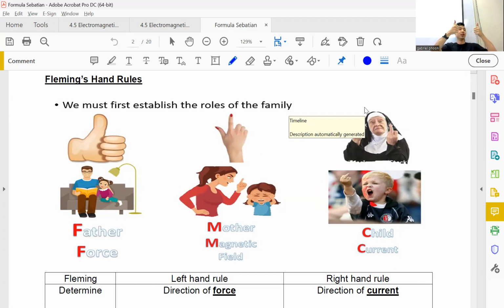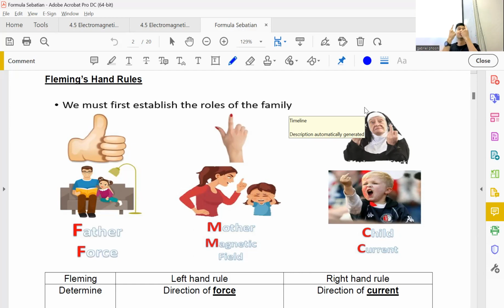The thumb is going to be your father, okay? Why a father? Because the clothes you wear, the phone you use, the computer you use, the roof that you have, the food that you eat, it's all from your dad. So your dad is definitely number one. This is your father thumb, okay?